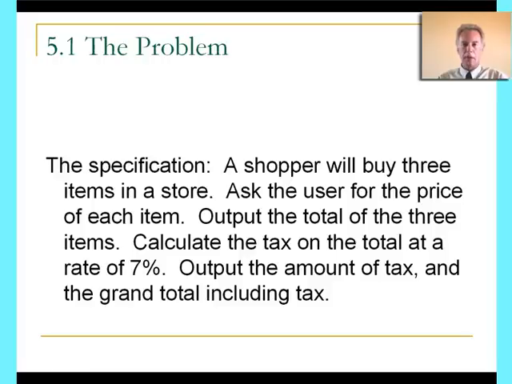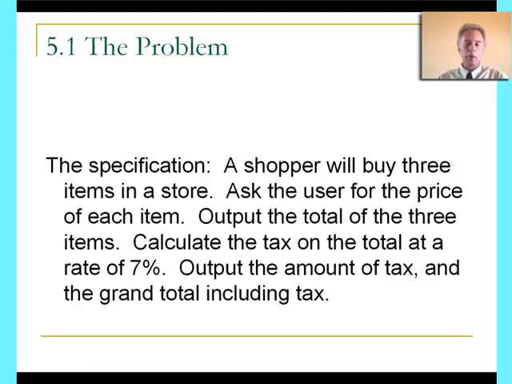It comes as an English language specification to us of what we need the program to do. So we have a shopper who's going to buy 3 items in a store. We'll ask the user for the price of each item, and then output the total of the 3 items, calculate tax at a rate of 7%, output the amount of tax and the grand total including tax. Okay, so this problem is really not that complicated. You could easily do this on a piece of paper.